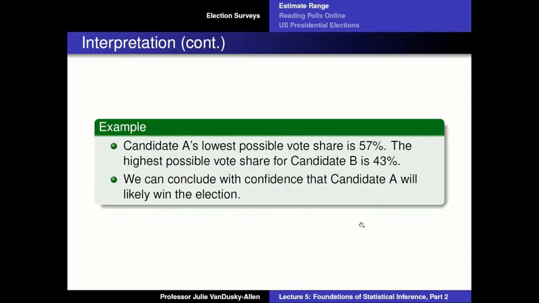Candidate A's lowest possible vote share is 57%. The highest possible vote share for candidate B is only 43%. We can conclude with confidence that candidate A will likely win this election.